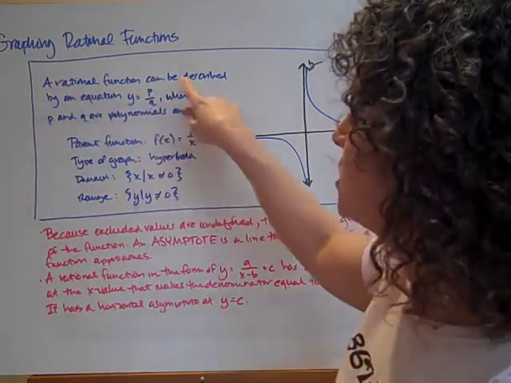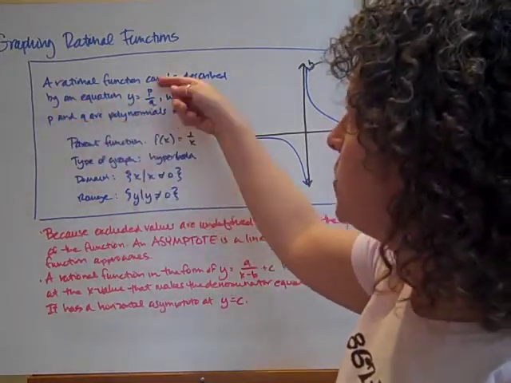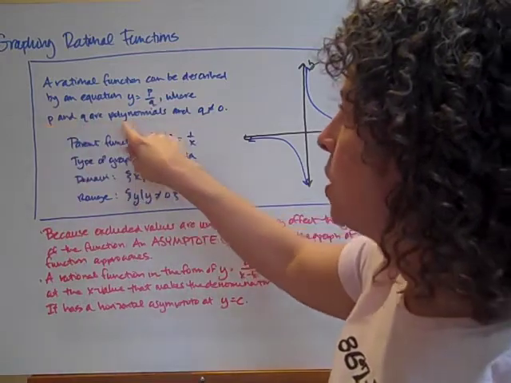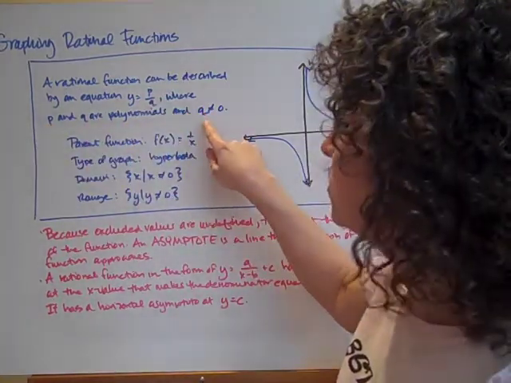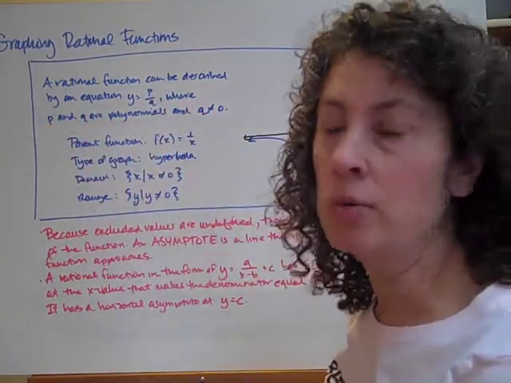A rational function can be described by an equation y equals p over q, where p and q are polynomials, and q cannot be equal to 0. So again, we can't have a denominator equal to 0.